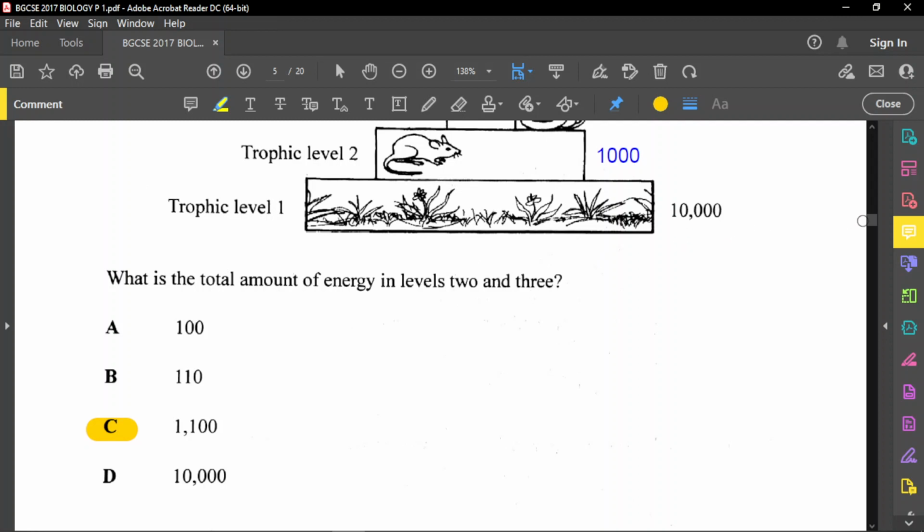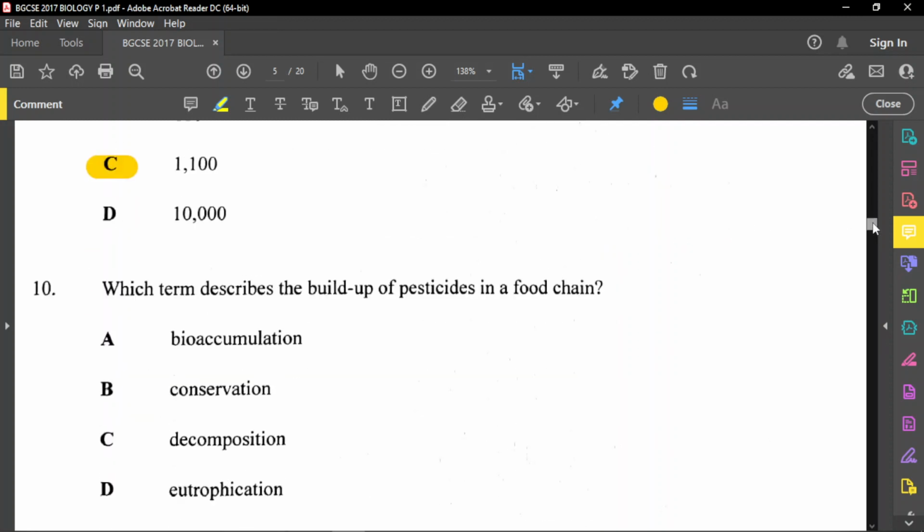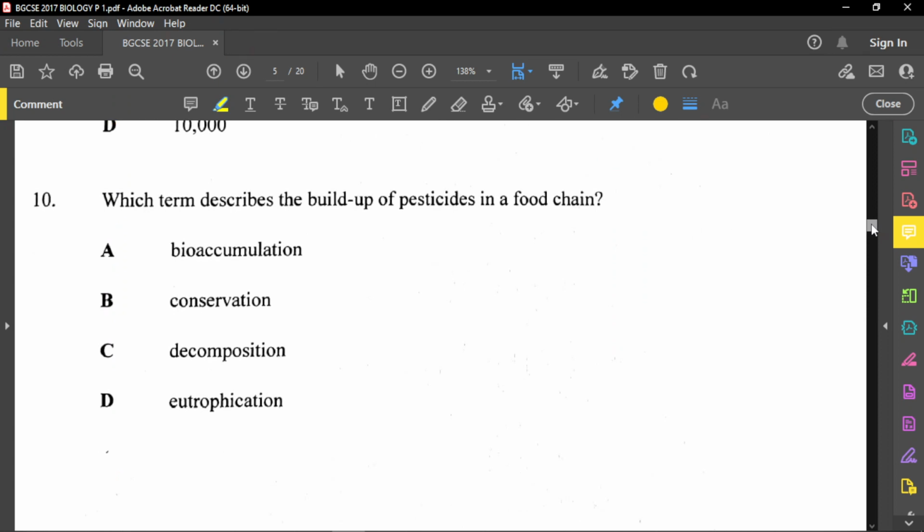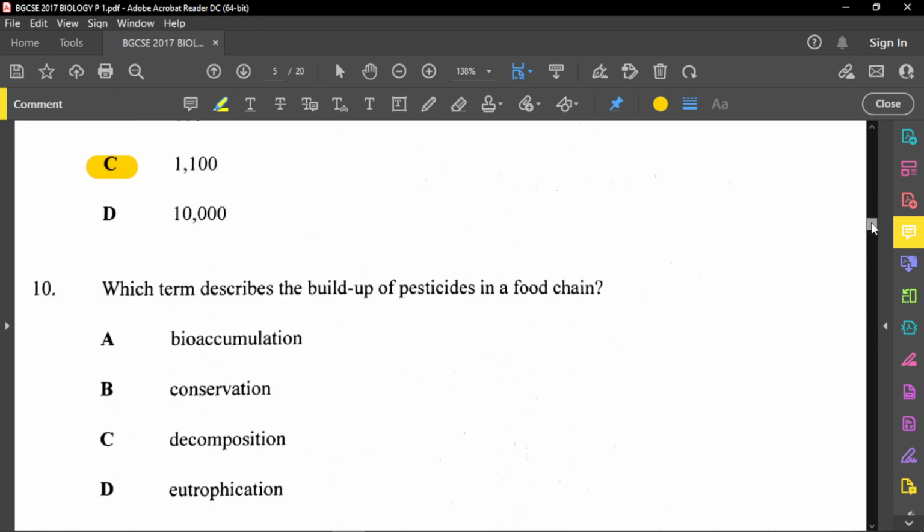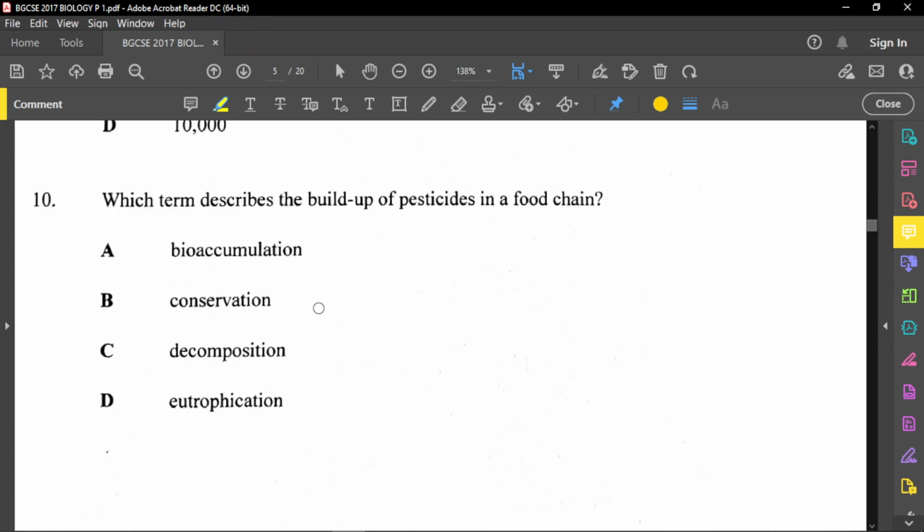We're going through this one real fast because we don't need to explain everything here, because in previous papers we have explained most of these concepts already. So just to make a quick run through. Question 10 said, which term describes the build up of pesticides in a food chain? I'm trying to go in really, really fast. So this one is bioaccumulation right here.